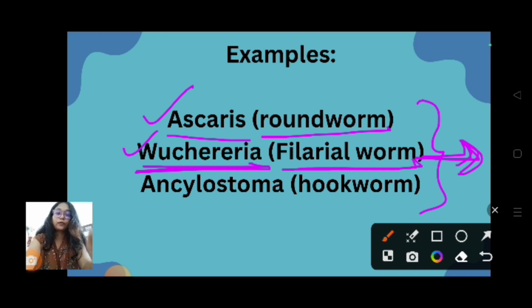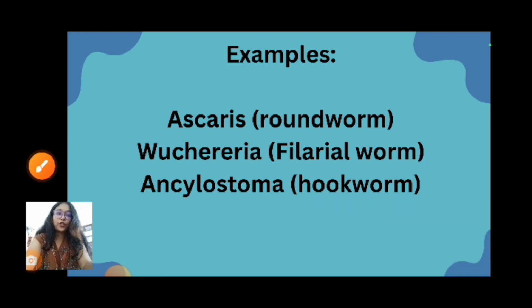The third example is Ancylostoma, that is also known as hookworm. Is it clear? There are so many examples from different phyla. You have to know and make proper notes so that you don't get confused at the last.